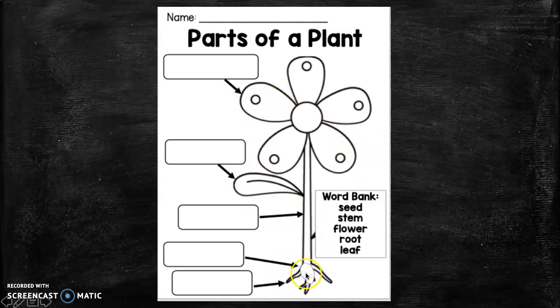So this is the seed. This is the root, okay, right here. This is the stem. This is the leaf. And this is the flower. All right, so you have seed, stem, flower, root, and leaf.